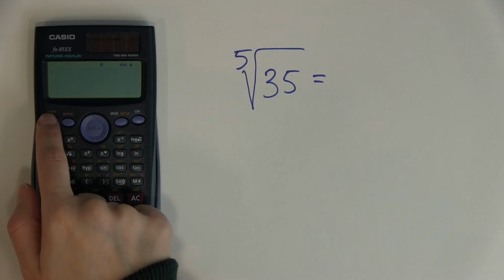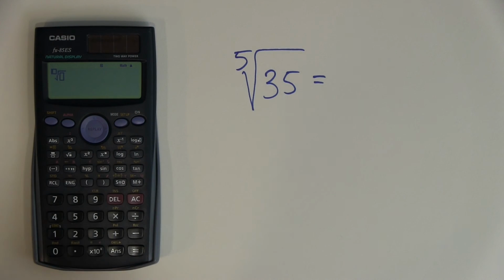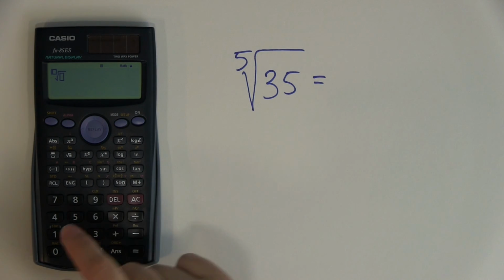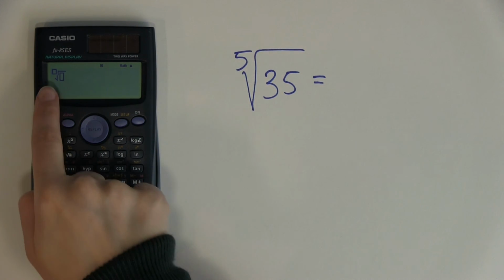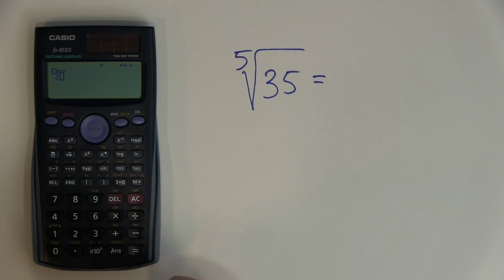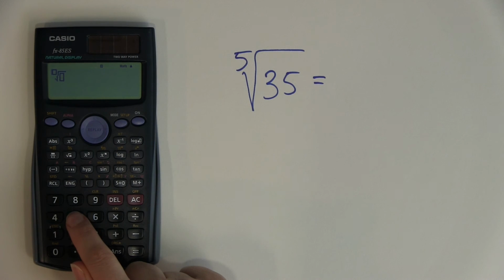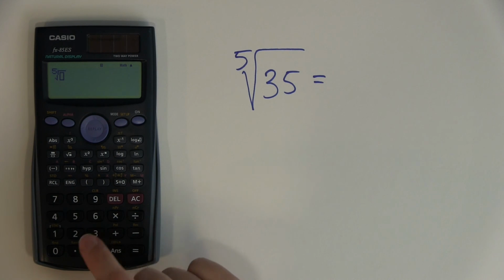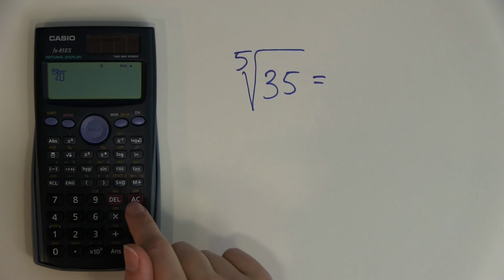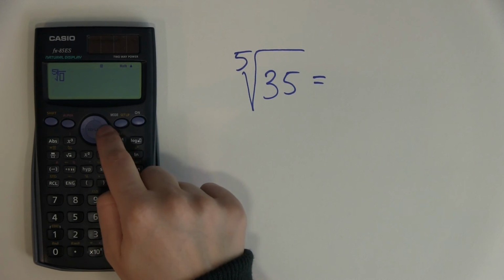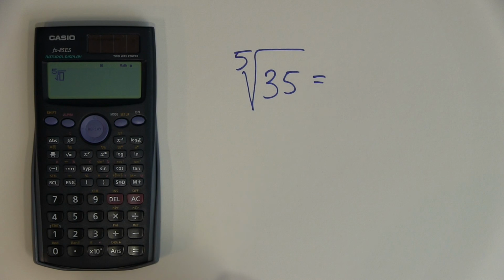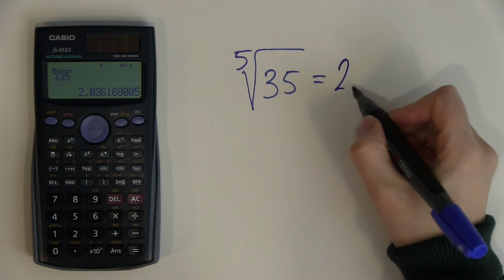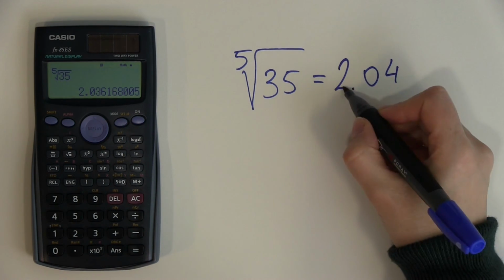How to call it? Again, I need to press the shift button and then press the X square button. Now the cursor is flashing in front of the root sign. That tells me that I need to give it the root. So we are calculating the 5th root, so press 5. And now I need to tell the calculator to come down and calculate the base. So press the arrow button, and then now the cursor is under the root. So I can type in 35 and then just hit the equal sign. And this is 2.04 to 2 decimal places.